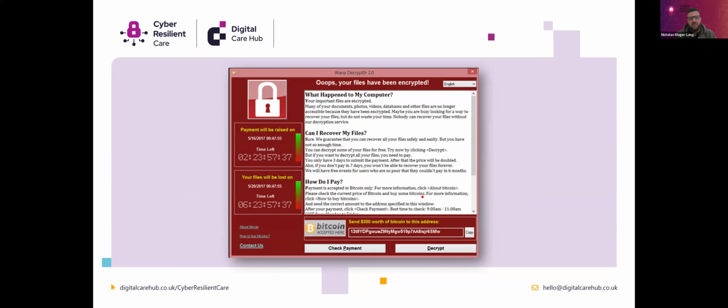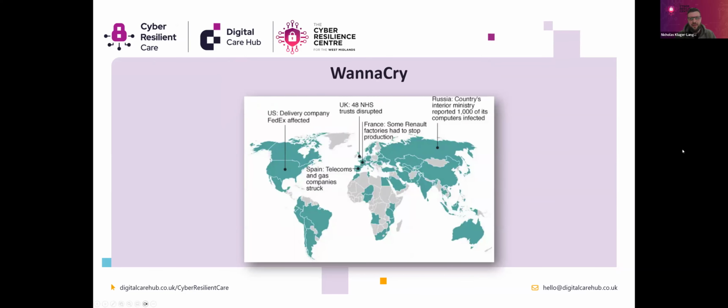In 2017, the NHS was hit with a ransomware attack called WannaCry. This is actually a screenshot of what staff saw when they tried to log on to their computers. It encrypted the files and caused massive disruption to the healthcare system, with appointments being cancelled and systems not being available to staff. The NHS wasn't actually the only organisation that was affected by the WannaCry virus. It actually went global, and they estimate it infected over 200,000 machines across the world.